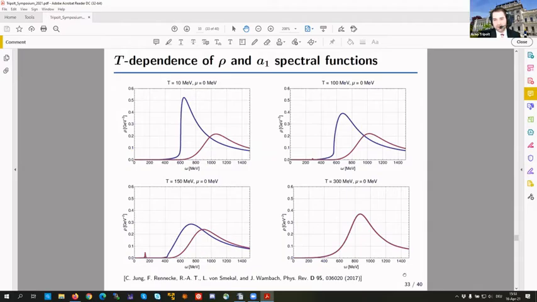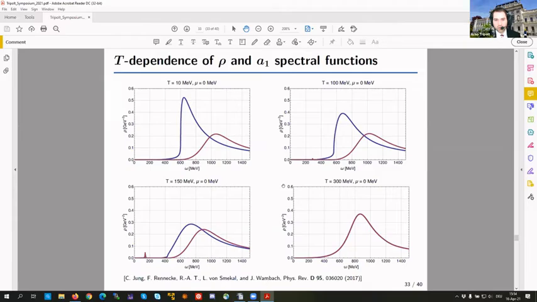So you see the rho spectral function in blue and the A1 spectral function in purple at different temperatures and vanishing chemical potential. So we have here results for 10 MeV, 100 MeV, 150 MeV, and 300 MeV. And you see how these spectral functions change with increasing temperature. And you in particular see that they become degenerate as expected, due to the restoration of chiral symmetry at very high temperatures. We then also had a closer look at the pole masses of these particles.